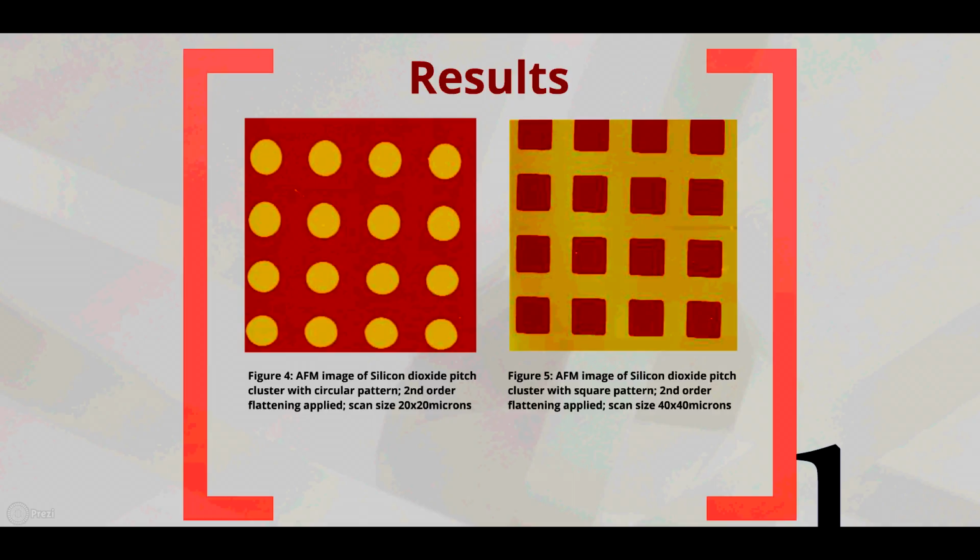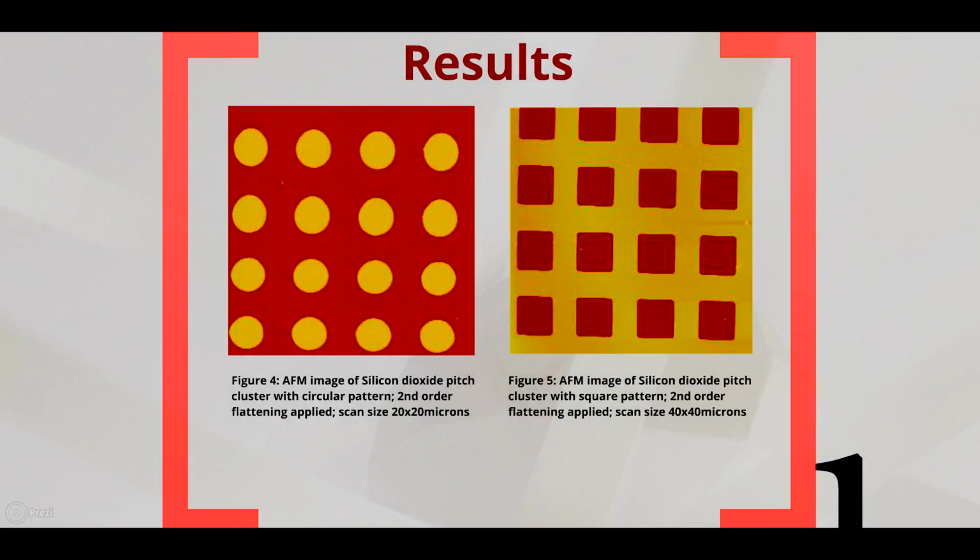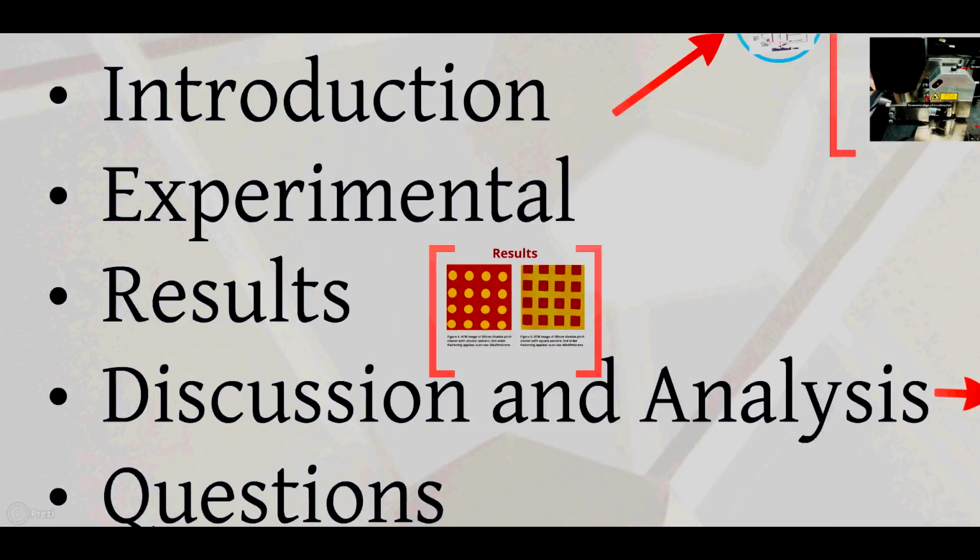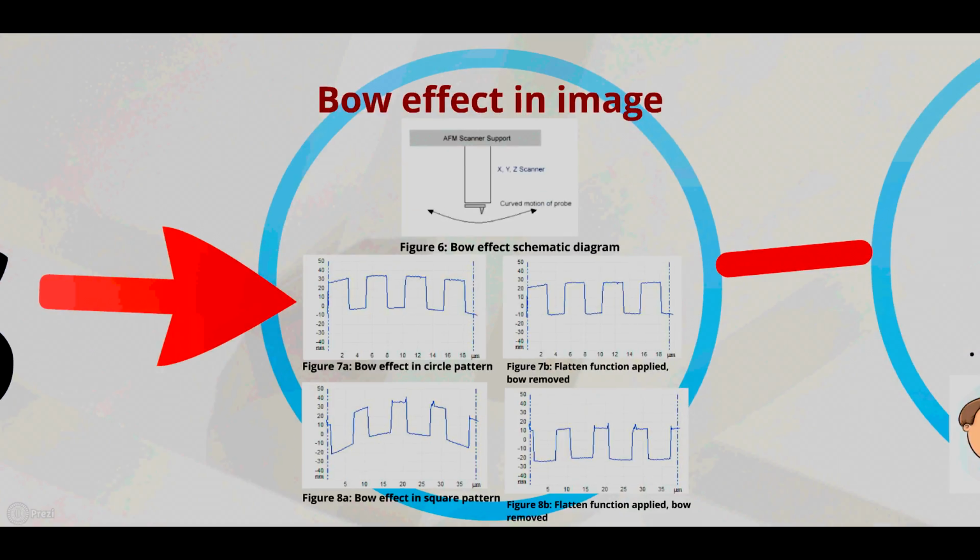Figure 4 shows the AFM image of a silicon dioxide test sample with protruding circular patterns, while Figure 5 shows that of a depressed square pattern. Using the section analysis function, we can calibrate the AFM scanner and electronics with the known pitch cluster features of the test samples. Next, let us move on to the discussion section.